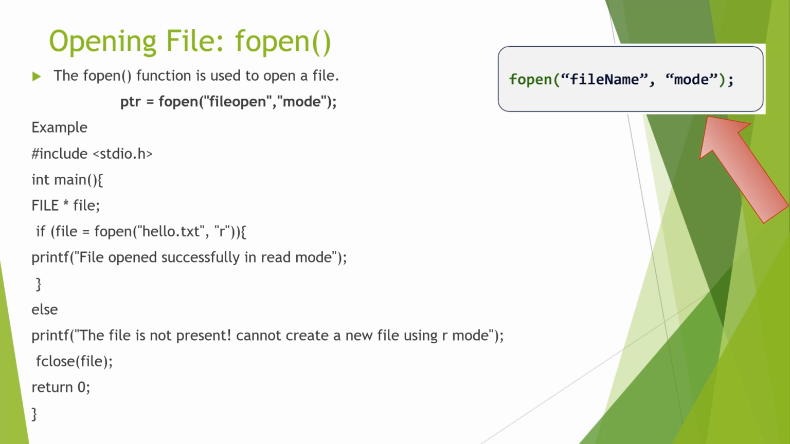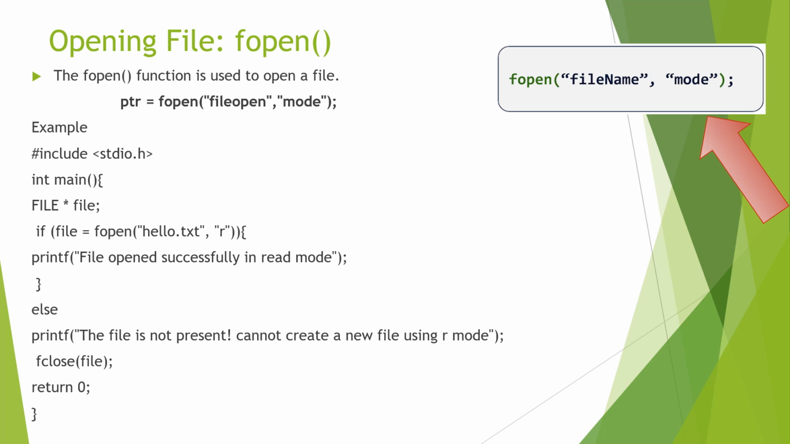hello.txt. Here hello.txt is the name of the file. If this file opens in the read mode, r is the read mode. If the condition is true, meaning we are successfully able to open a particular file, then the message will be printed: file opens successfully in the read mode. If we are not able to open that particular file, then the flow of the program will pass to the else portion of the if statement and the message will be printed: the file is not present and cannot create a new file using r mode. And finally, we will close the file with the help of the fclose function and we will return. In this way, we can open an already existing file with the help of the fopen function.